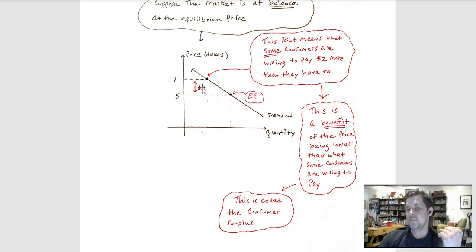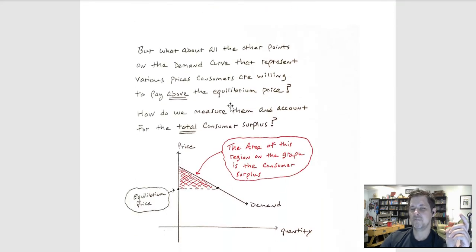Now, you might say, well, that's just one point, though. And that's true. I just picked this one point. There are lots of other points on there representing the fact that there are other people on the market that were willing to pay maybe even more than $7, maybe less, but there's lots of people willing to pay more than the $5 market price. So it's like we would have to account for all that, okay?